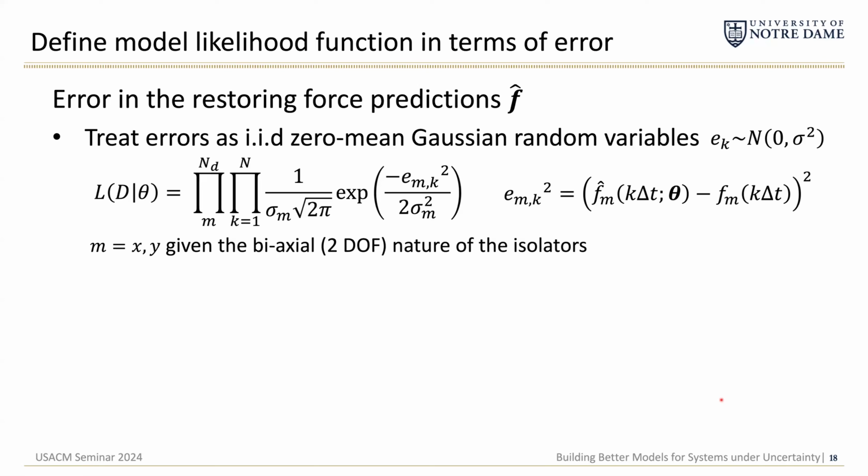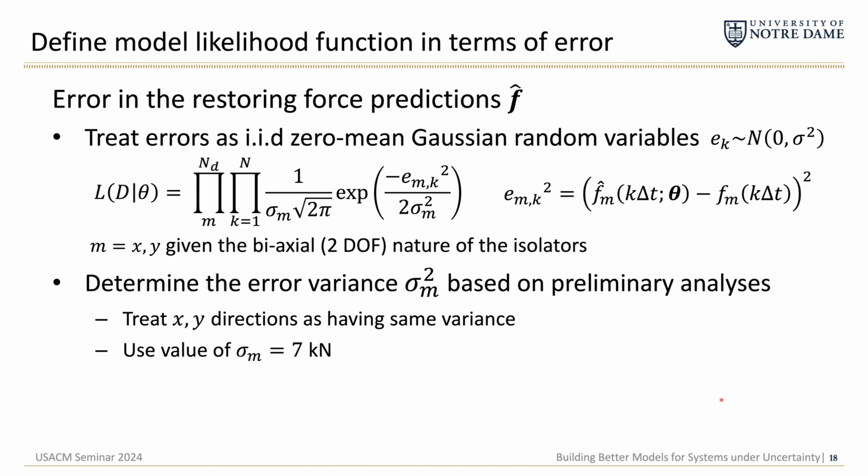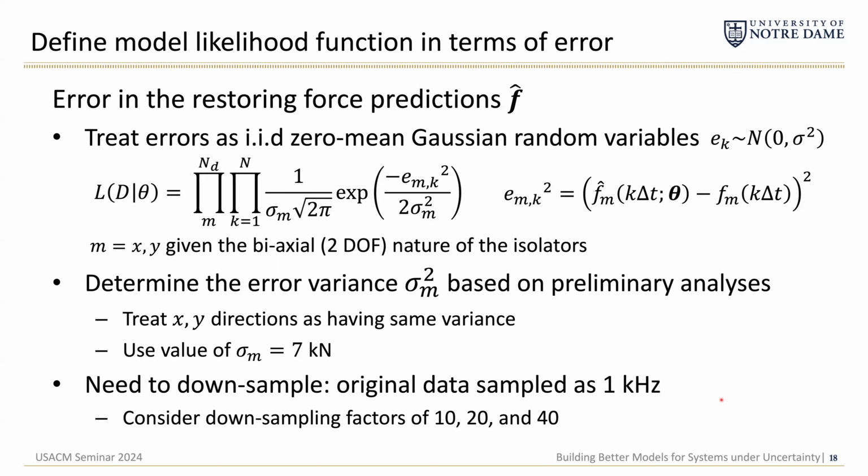But again, given that the topic of these seminars is about uncertainty, let's make sure we talk about the fact that our error variance is going to be a very important quantity when it comes to evaluating this likelihood. And so in particular, we had to conduct some preliminary analyses in terms of how we were actually going to quantify this error variance. And one of the decisions we made was to treat the X and Y directional restoring forces as having the same variance to ensure that there was no bias in the likelihood function for one direction over the other. And after our preliminary analysis, we arrived at a value of about 7 kilonewtons for our error variance. And I realize that seems like an incredibly specific detail, but I will return to that later in this talk.